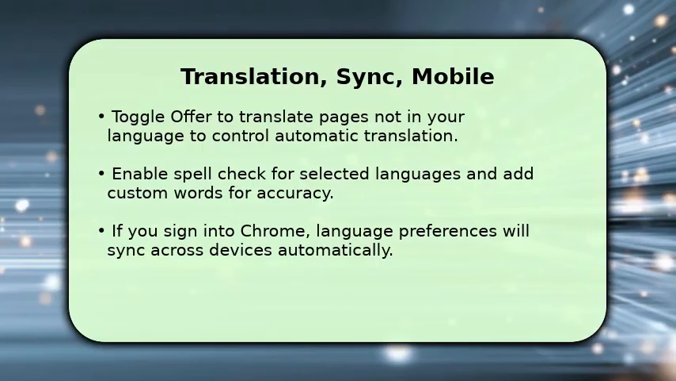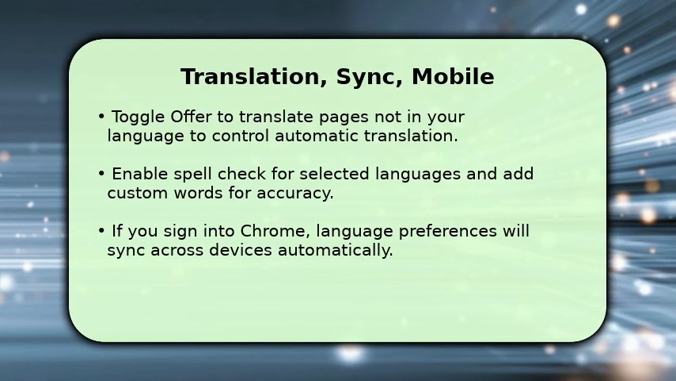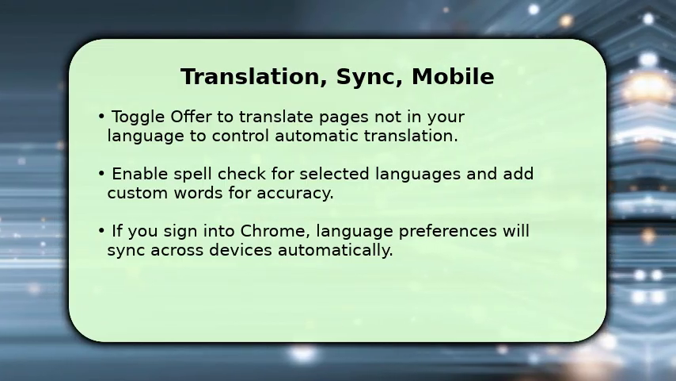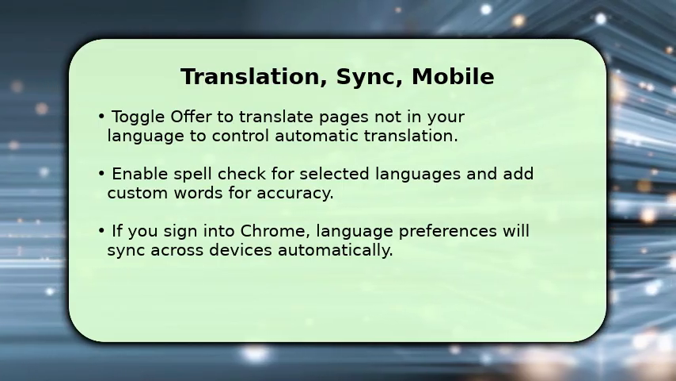Toggle Offer to translate pages not in your language to control automatic translation. Turn off Offer to translate for specific languages via the 3 dots menu. Enable spell check for selected languages and add custom words for accuracy.